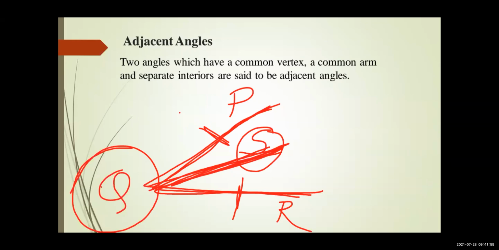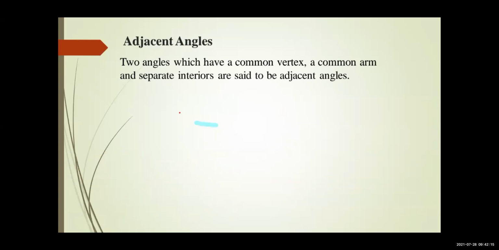So what is said to be an adjacent angle? What is the definition of an adjacent angle? Two angles which have a common vertex, a common arm, and separate interior are said to be adjacent angles.